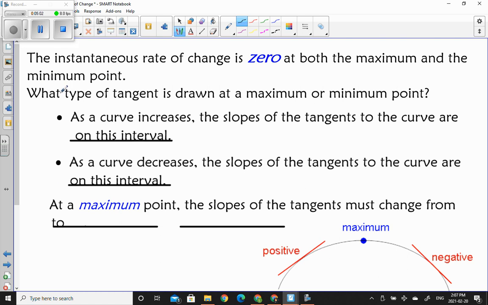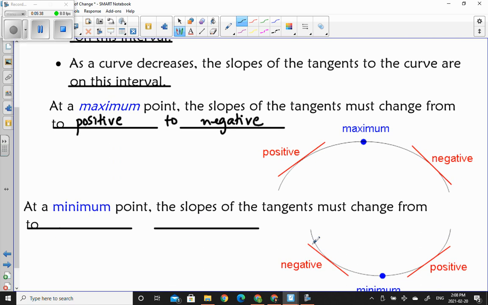We just saw that. What type of tangent is drawn at a maximum or minimum point? As a curve increases, the slopes of the tangents of the curve are positive on this interval. As the curve decreases, the slopes of the tangents of the curve are negative on this interval. At a maximum point, the slopes of the tangents must change from positive to negative, and we can see that in our diagram here. We have a maximum point and the slopes of the tangent lines go from positive to negative. And at a minimum point, which you can see here, the slopes go from negative to positive.